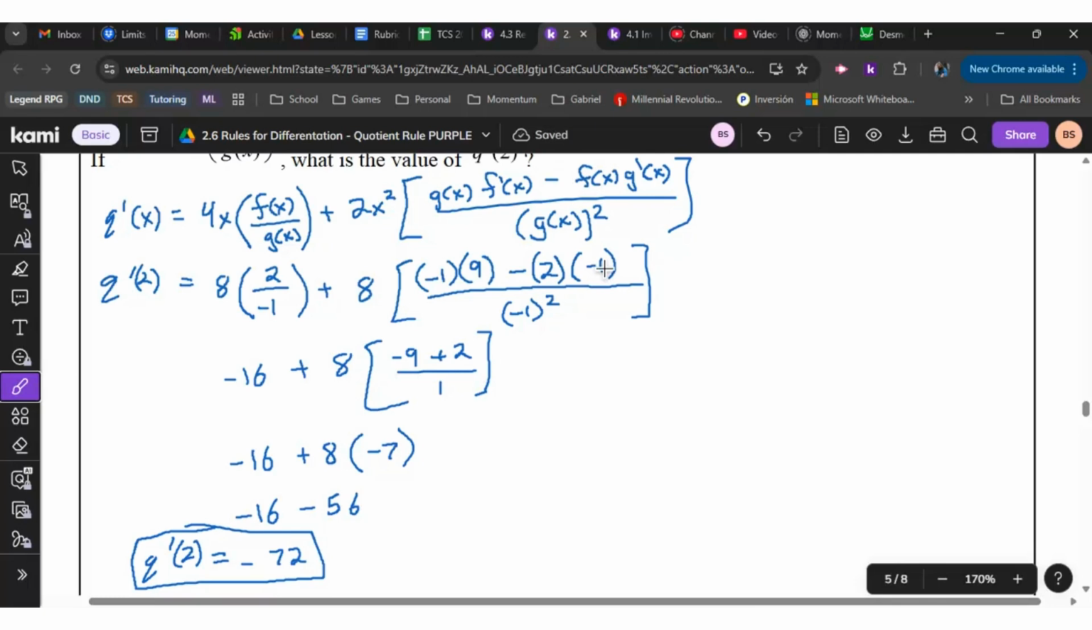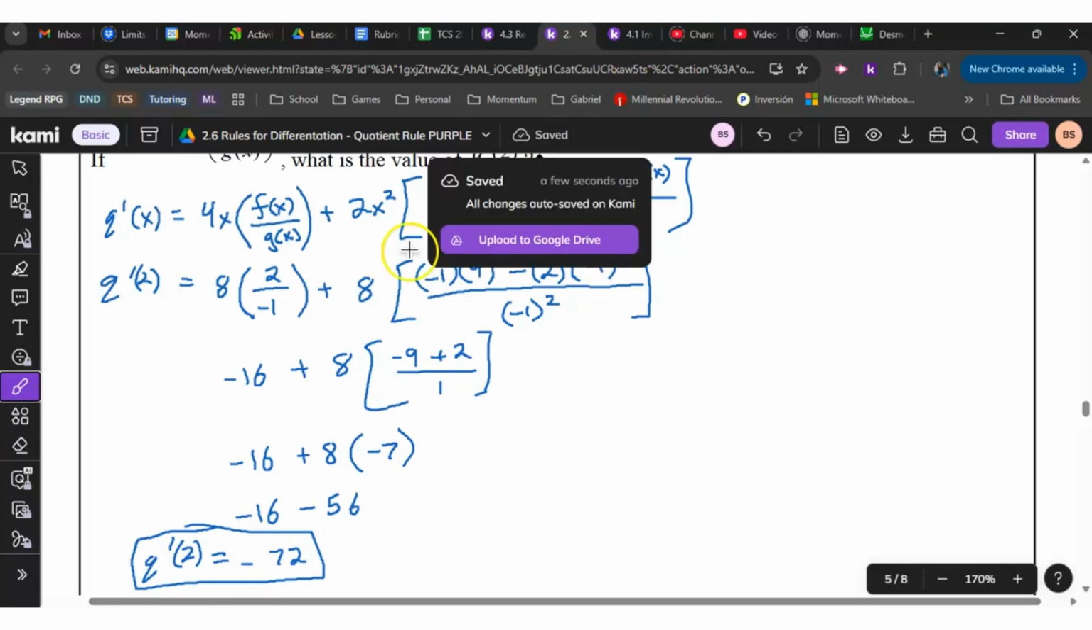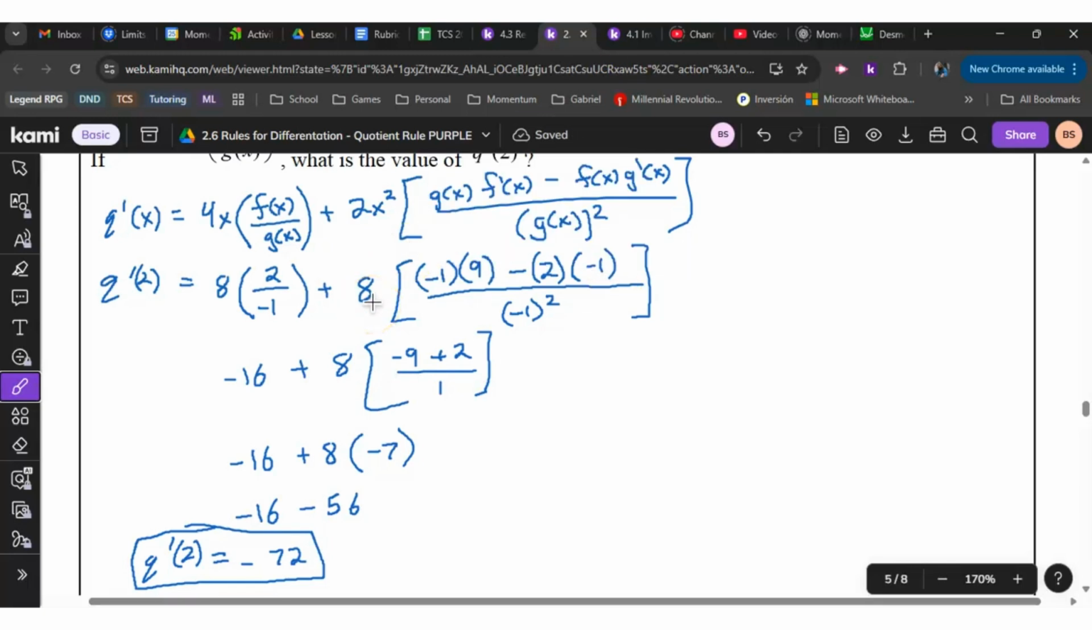It doesn't ask us, but what would that tell us then about the original? Is the original increasing or decreasing? The original is decreasing. Excellent, guys.